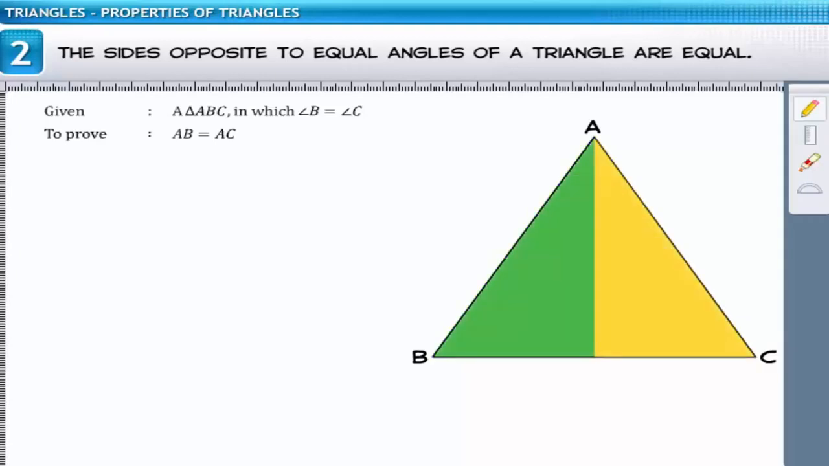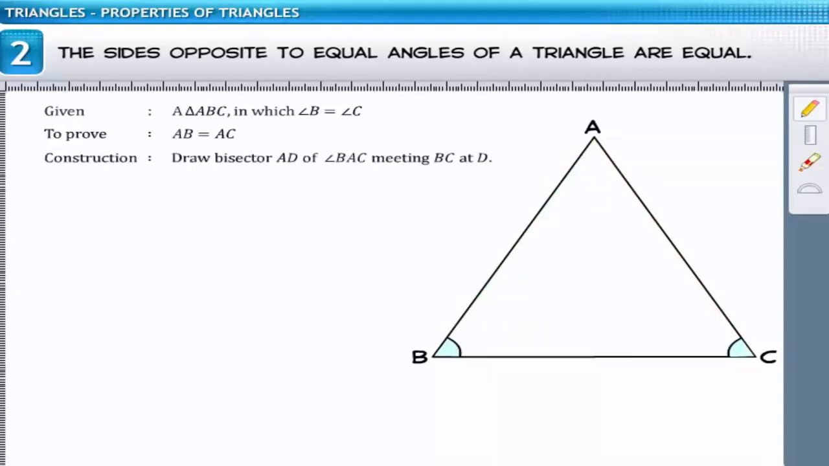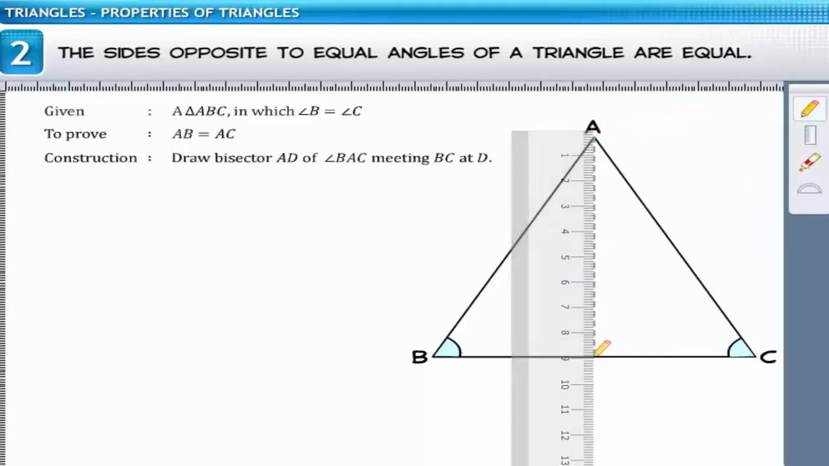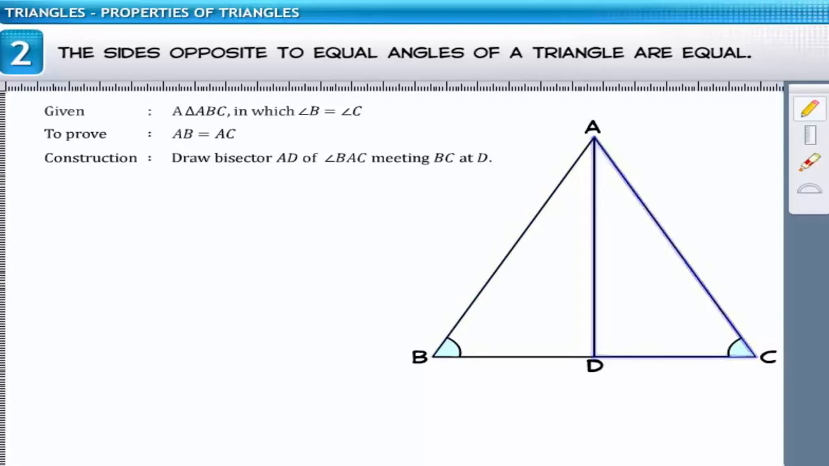Like we did in the previous proof, here too, we'll draw a bisector from the vertex to the base. This divides the triangle into two triangles. After that, using the criteria of congruence, we'll prove that the resulting two triangles are congruent. Then using CPCT, which implies that corresponding sides are equal, we'll prove the converse theorem. Let's draw bisector AD of angle BAC meeting BC at D. Thus, two triangles ABD and ACD are obtained.